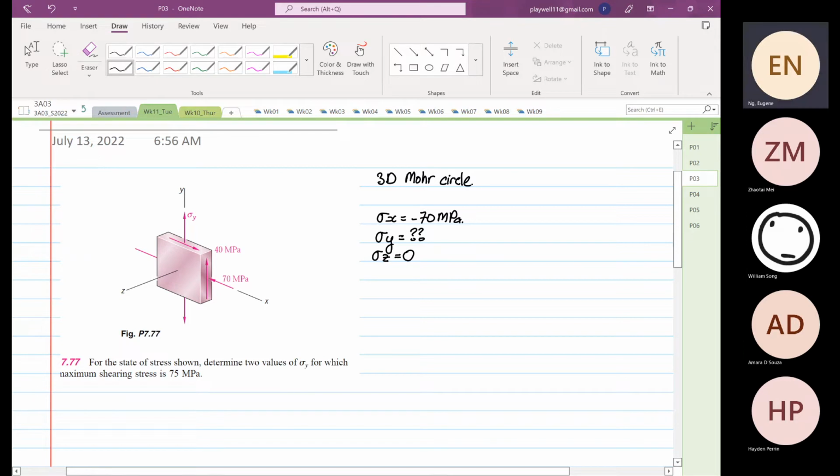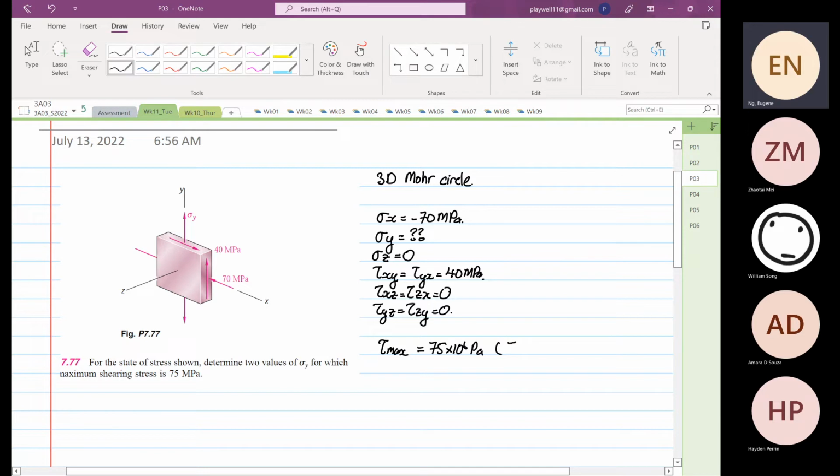The other information that we have is also the shear XY is equal to shear YX, and it's sitting at 40 megapascal. And we know that the shear XZ is equal to shear ZX is equal to 0. And the shear YZ is equal to shear ZY is also equal to 0. And then we are also given that tau max is equal to 75 times 10 to the power 6 Pascal.